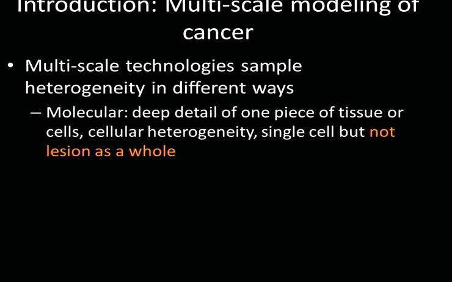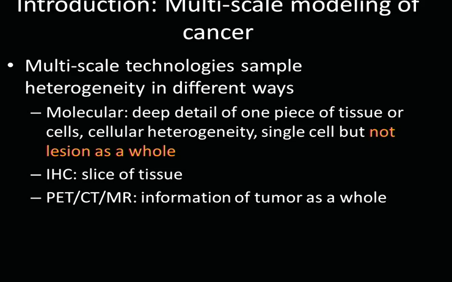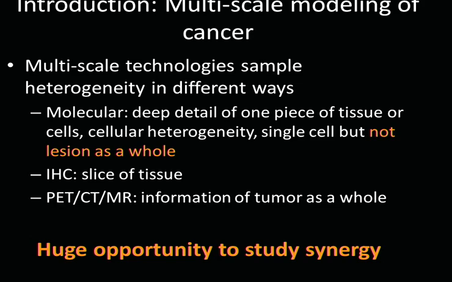But what is important about this multiscale data is that each of these different technologies essentially assesses heterogeneity in a different way. From molecular data sets, such as sequencing, we are essentially getting very deep and detailed information of a piece of tissue, but not of the lesion as a whole. For immunohistochemistry, we're getting cellular information and information about the cellular morphology of a slice of tissue. And with medical imaging, we're getting information of the tumor as a whole, and its morphology, its texture, intensity, and so on. So there's essentially a huge opportunity to study all these different types of information and different ways of assessing the heterogeneity of cancer.